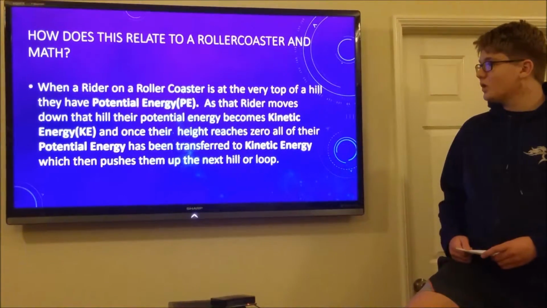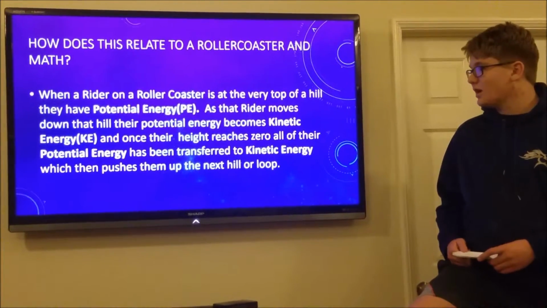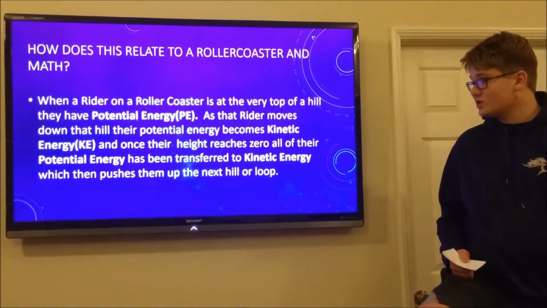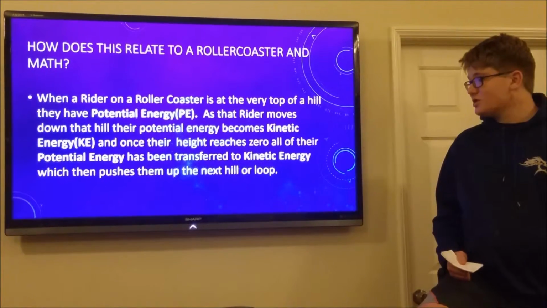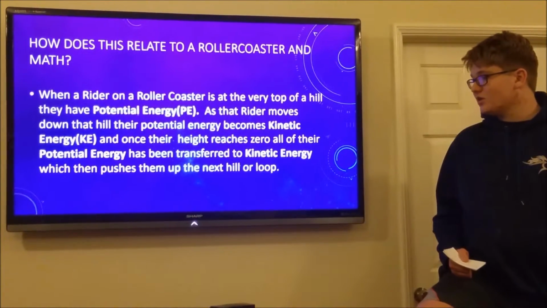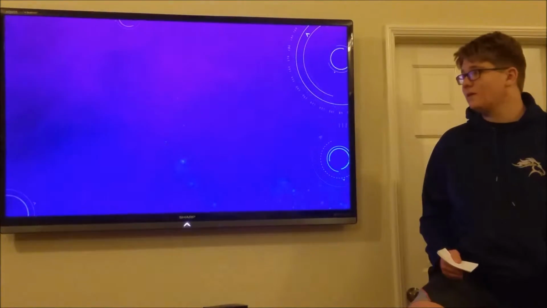When a rider on a roller coaster is at the very top of a hill, they have potential energy. As the rider moves down that hill, their potential energy becomes kinetic energy. And once their height reaches zero, all of their potential energy has been transferred to kinetic energy, which then pushes it up the next hill or loop.